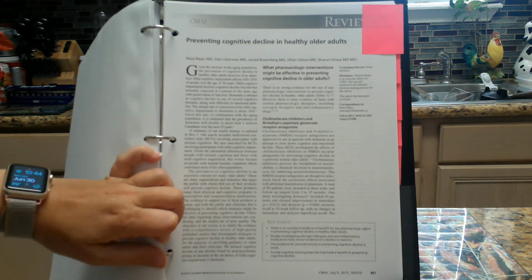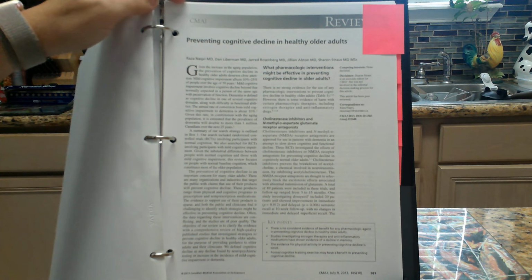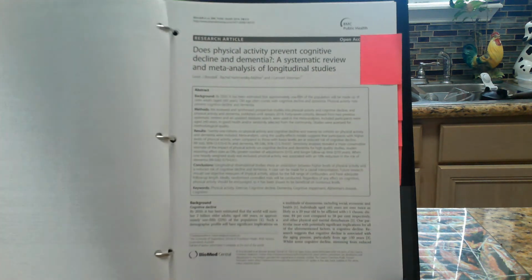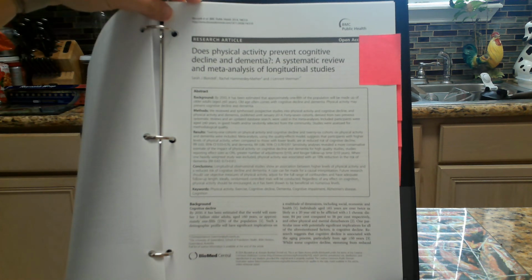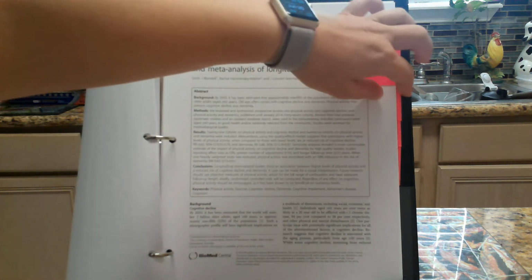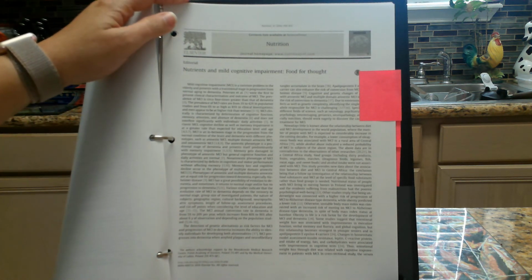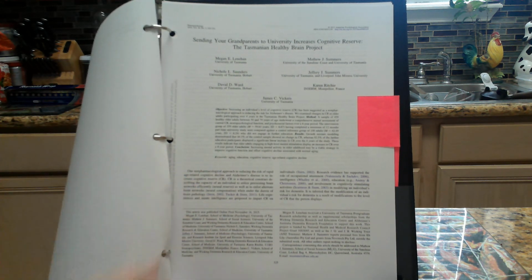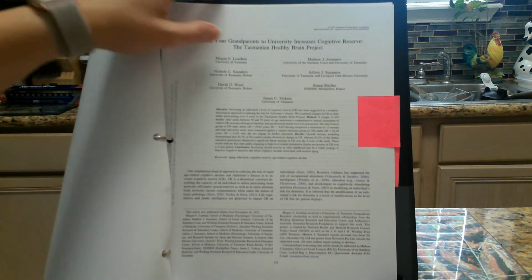And finally, I have 5 articles that I found for preventing cognitive decline. This is preventing cognitive decline in healthy older adults. Then we move on to: does physical activity prevent cognitive decline and dementia? A systematic review and meta-analysis of longitudinal studies. The third is nutrition and mild cognitive impairment, food for thought. Fourth, sending your grandparents to university increases cognitive reserve, the Tasmanian Healthy Brain Project.